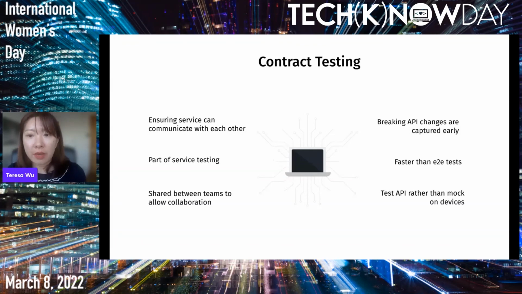If your API is a product, it's part of the project, so we should have it tested. So imagine a contract test. It's a way to ensure services can communicate with each other. Any breaking API change can be captured early. It's part of the service test, and it's a lot faster than an end-to-end test. It tests the actual API, not anything mocked on the device or something. And it's shared between both teams to allow collaboration.